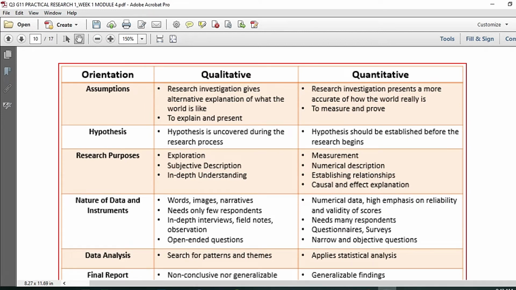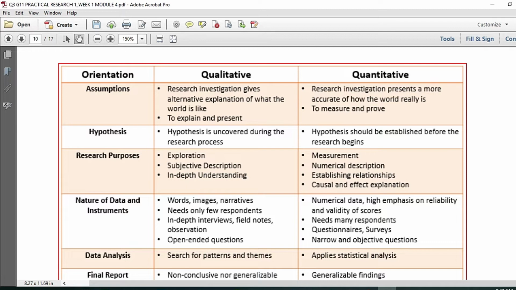Okay, for assumptions. In qualitative research, the investigation gives an alternative explanation of what the world is like, to explain and present. While in quantitative research, the investigation presents a more accurate picture of how the world really is, to measure and to prove. Okay, so you see the difference in the assumptions. Then in hypothesis, for quali, the hypothesis is uncovered during the research process. While in quantitative research, the hypothesis should be established before the research begins. Okay?